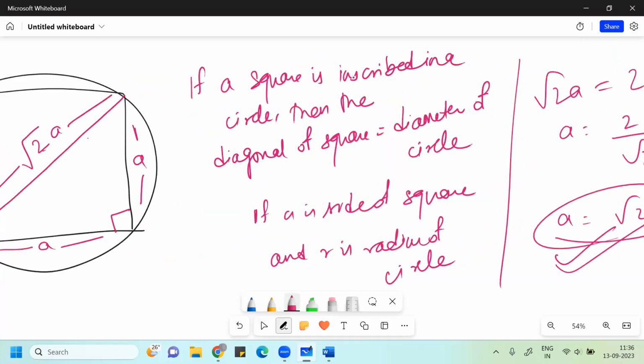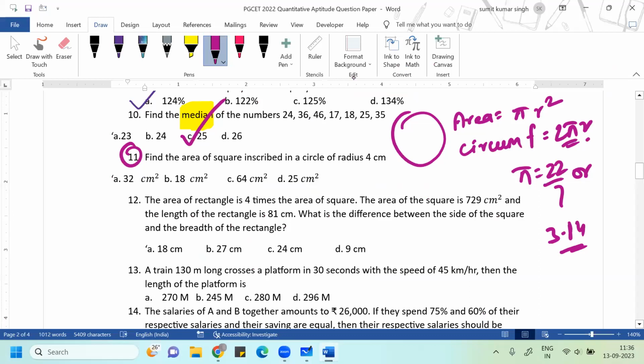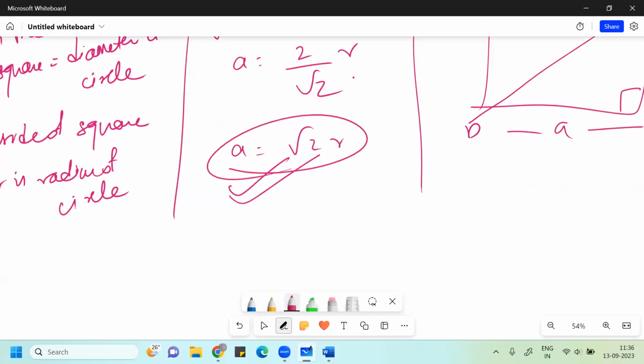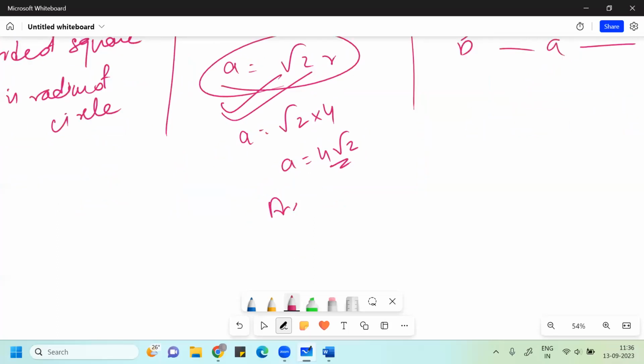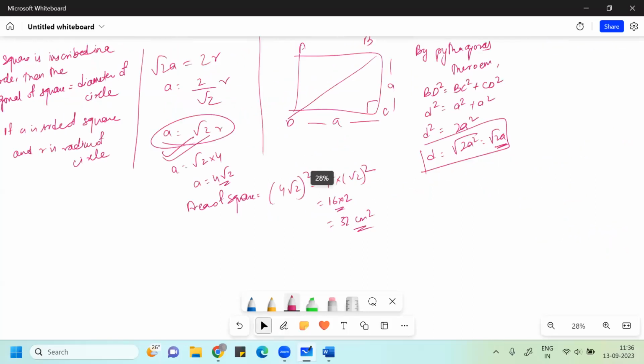Clear, na, everyone? Once you're clear with this concept, radius is given as 4. Already I told you the relation. So the side of square is 4 root 2. So what is the area of the square? What is the formula of area of square? Side square. So 4 square into root 2 square. 4 square is 16, root 2 square is 2. It will be 32 square. Clear? Any doubt, anyone?